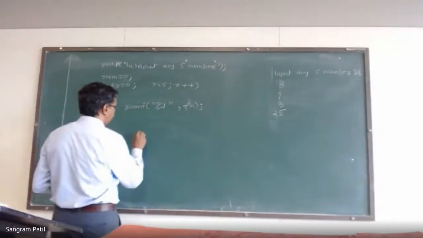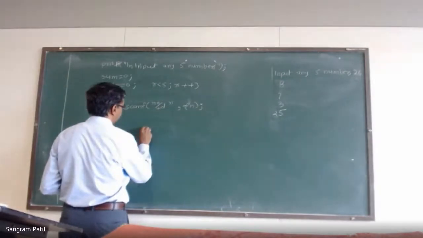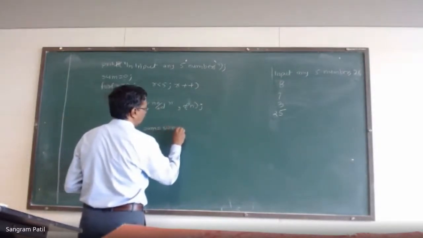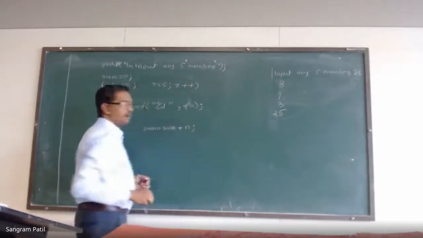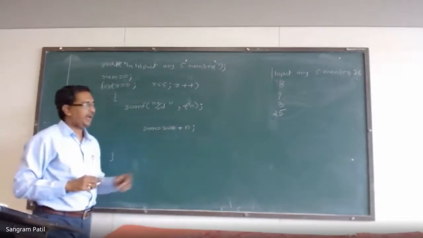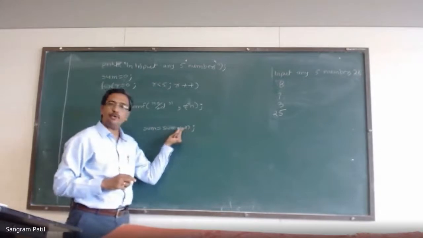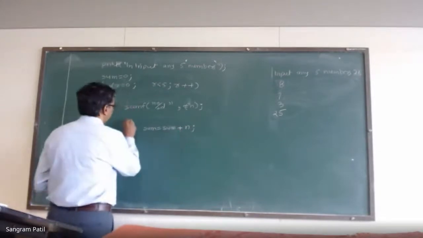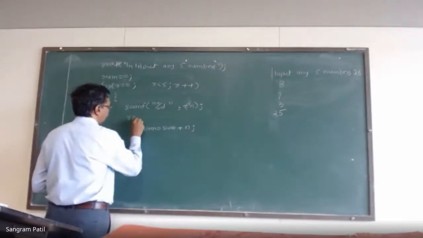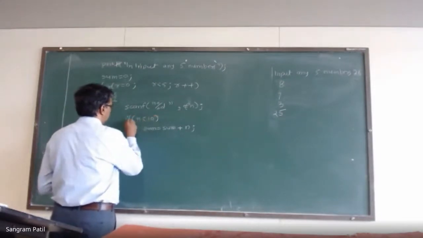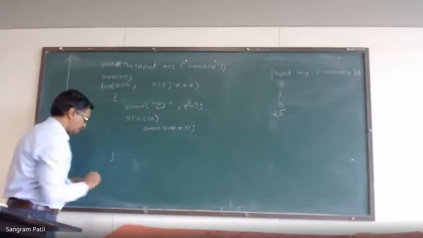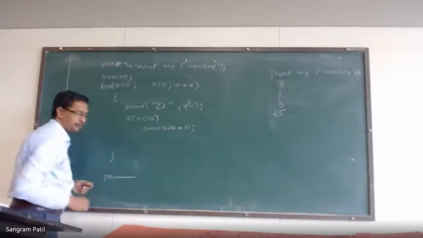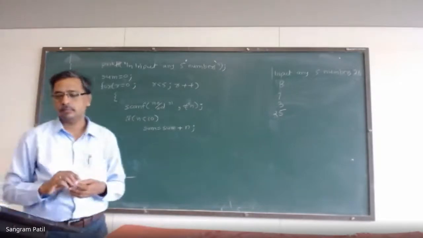To add the number, the statement is sum equal to sum plus n. I want to add the number into the sum only if that number is less than 10. So we have to use if n is less than 10, and then you can use print. Clear?